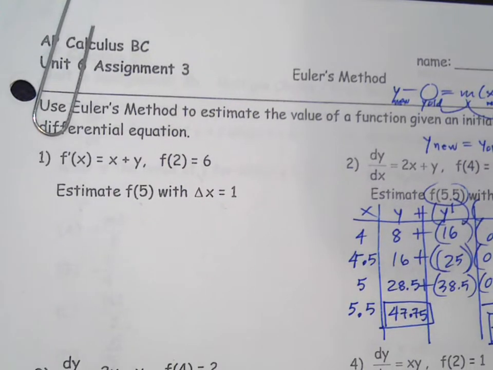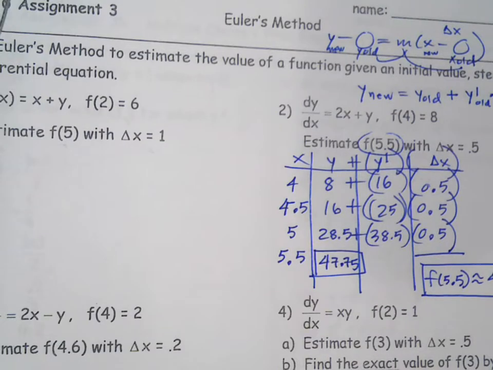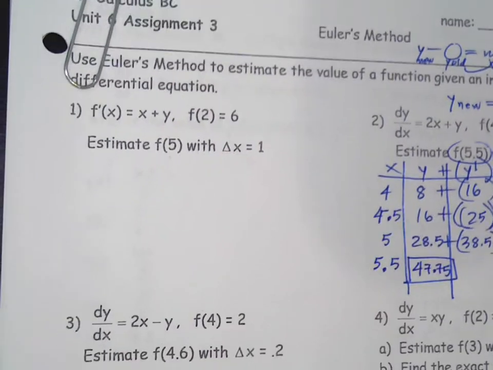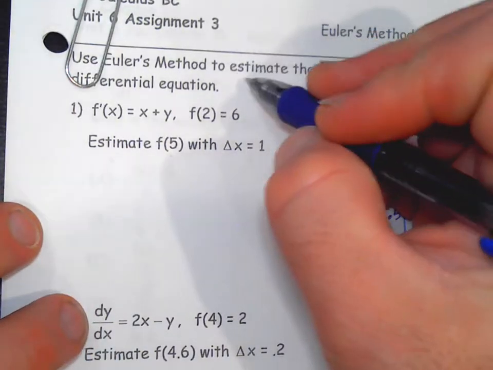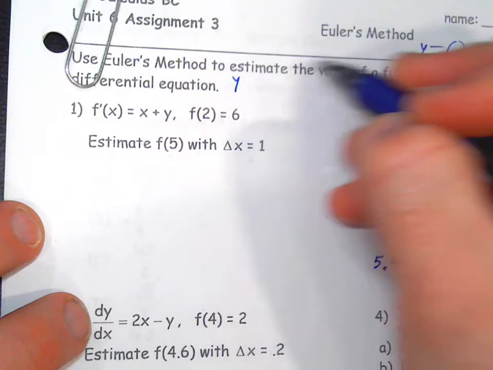AP Calculus AB, Unit 6, Day 3 office hours. So I did number 2 in the lesson. Number 1, so remember, if you can do this from memory, we're based off of tangent lines.